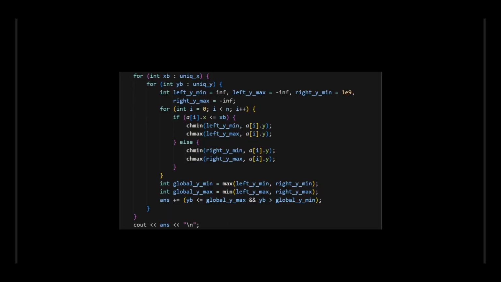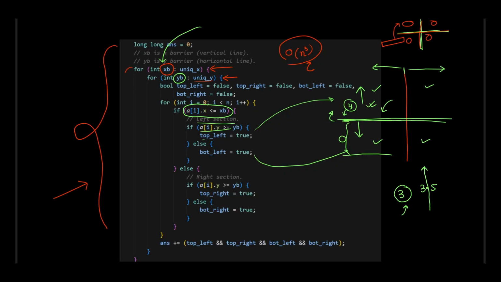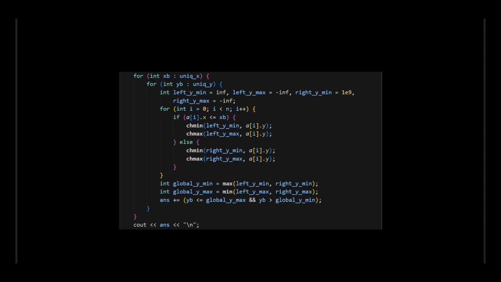So again, you start with the old code and you try to optimize it. This was the old code that we had, and this time we were placing the barriers, and then we were going over each point and figuring out which quadrant it lies in. But this time, in order to optimize it, we will first of all pre-compute what is the minima on the left hand side. You remember this?